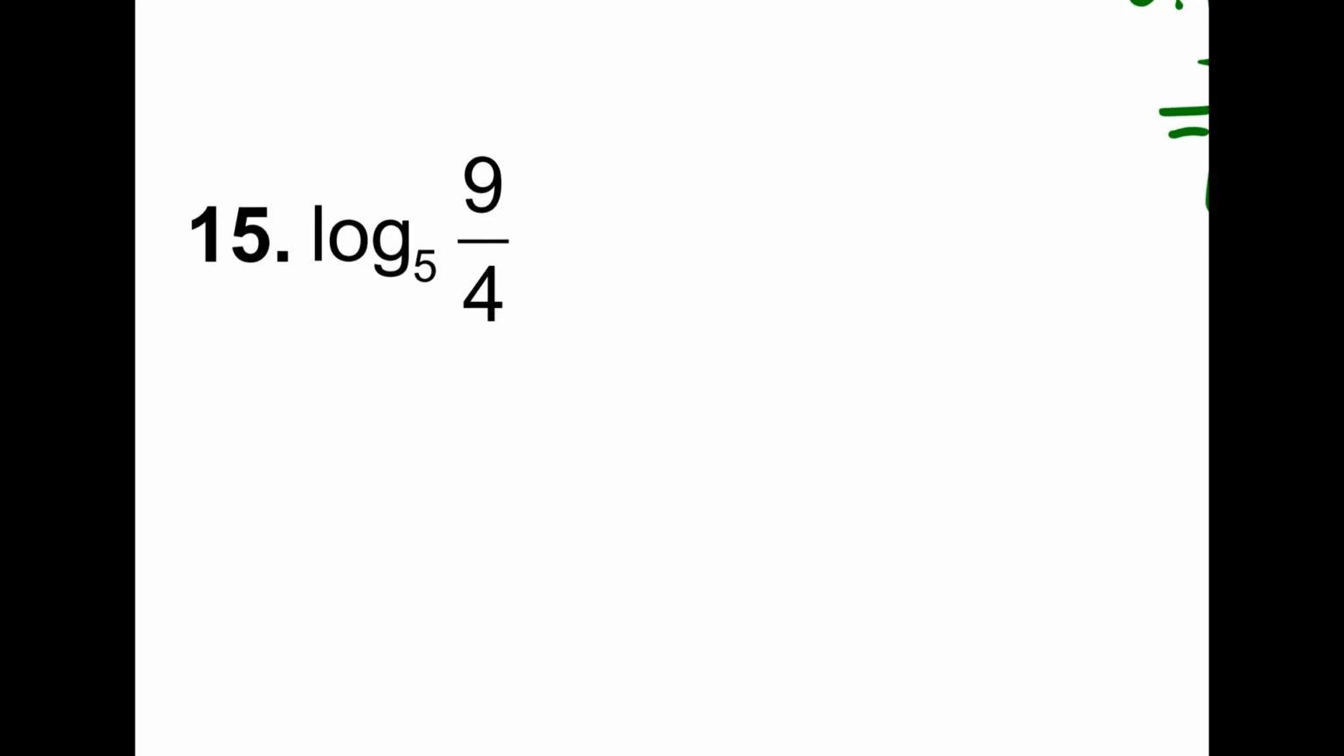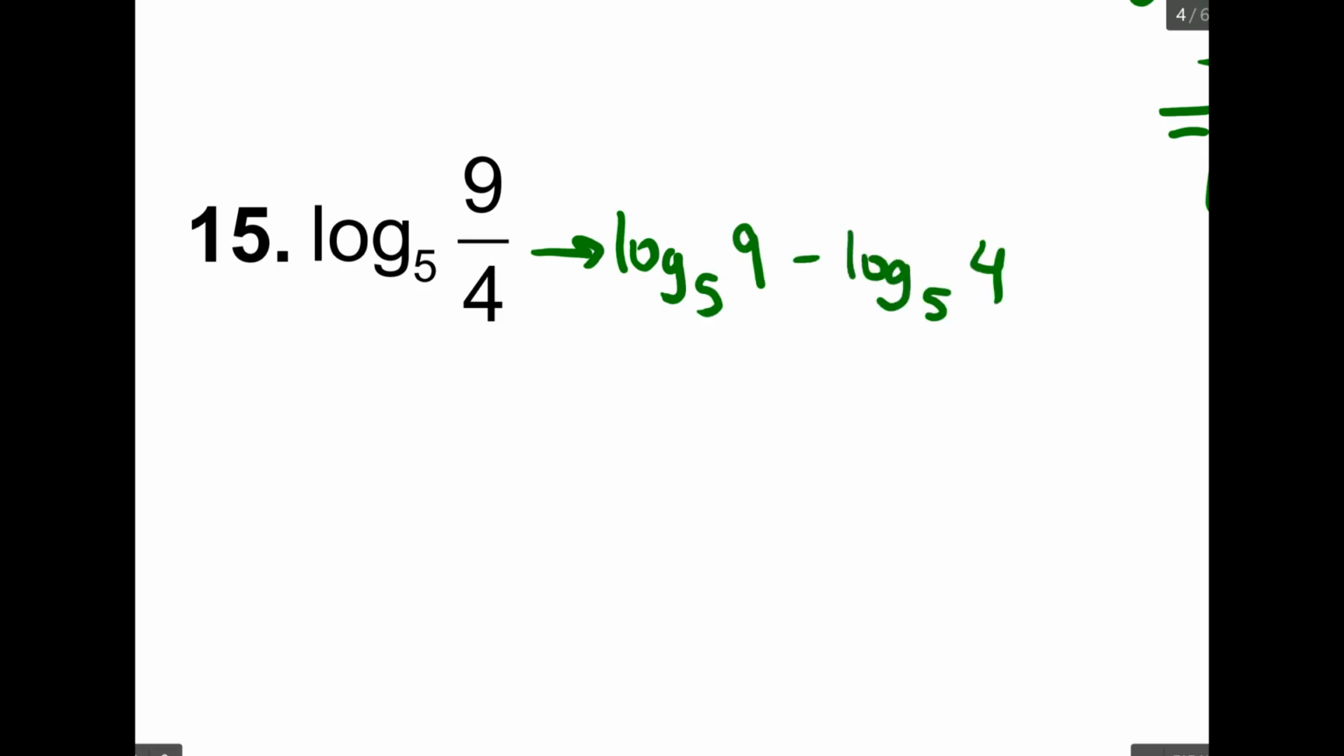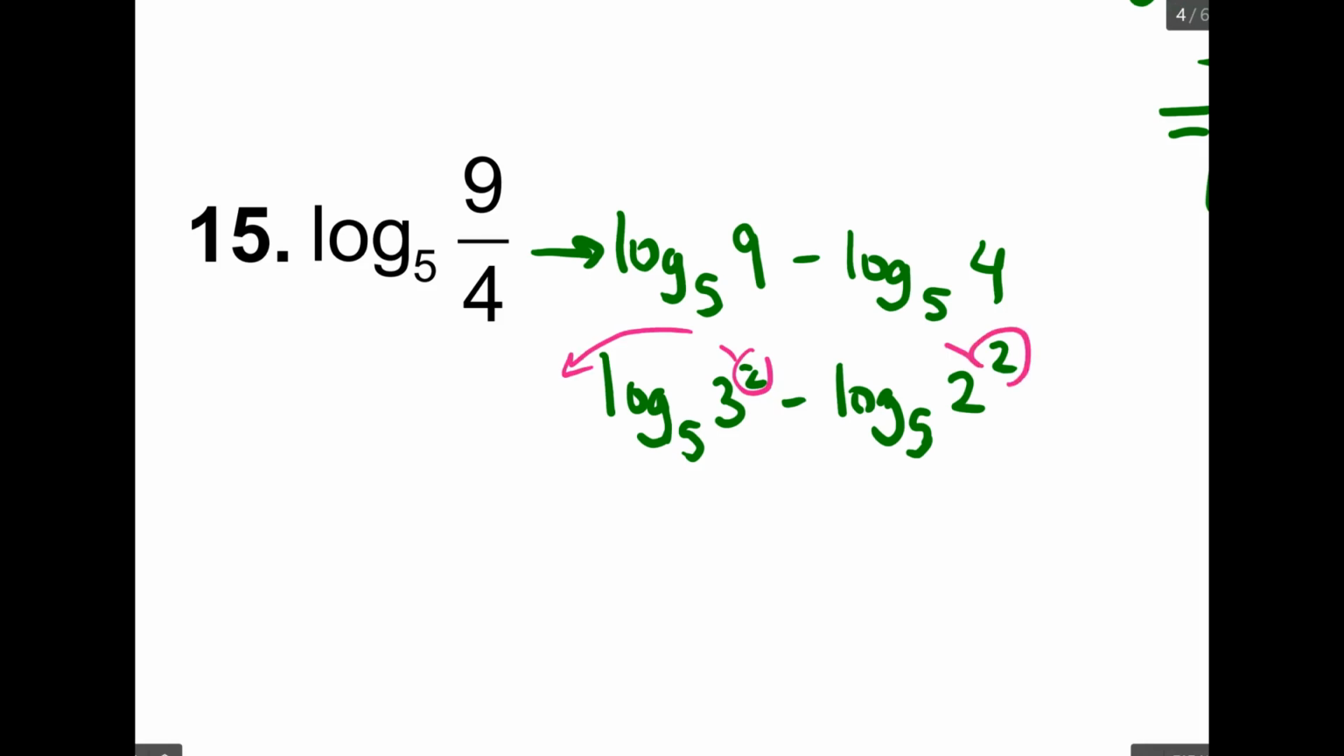This is division, so I could rewrite this as log base 5 of 9 minus log base 5 of 4. Each of these I can write as log base 5 of 3 squared minus log base 5 of 2 squared. Bring the 2's out front. With the power property, 2 times log base 5 of 3 minus 2 times log base 5 of 2.